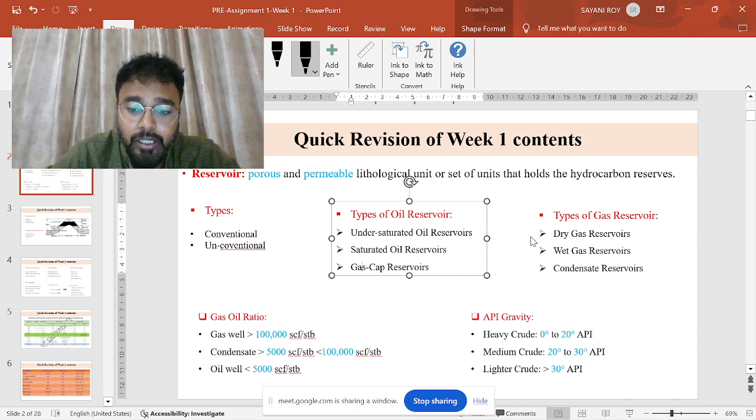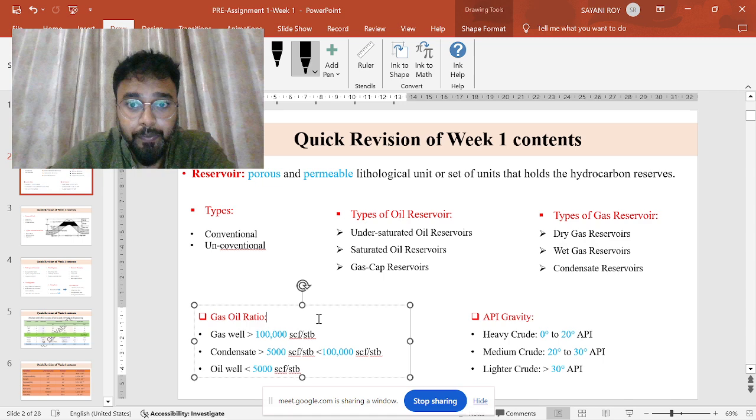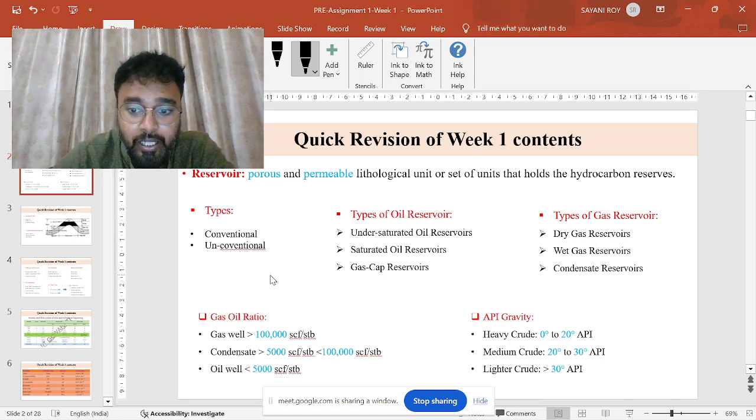Condensate reservoirs are those reservoirs in which it is interchanged, which means the liquid condenses out from the gas at the reservoir condition itself. These are a little difficult to handle, the condensate reservoirs, because the liquid condenses out from gas at the reservoir condition itself and gets stuck. So we need some effective technology for handling condensate reservoirs.